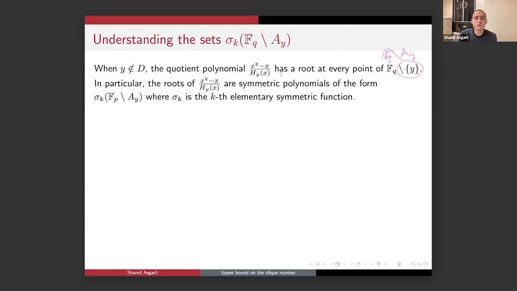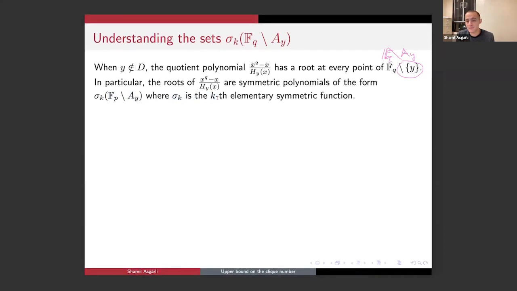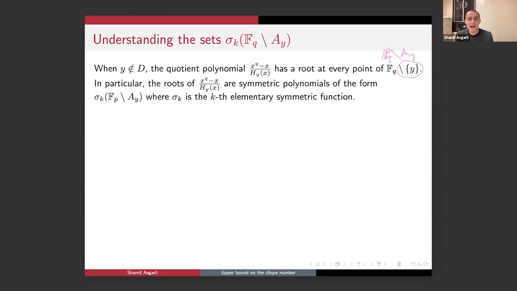So in particular, the coefficients of this polynomial are symmetric polynomials. They're symmetric in the roots, and the roots are simply Fq minus ay, where sigma k is the kth elementary symmetric function. But I want to understand what it means to be a symmetric function. Well, we all know what symmetric functions look like. They're called elementary symmetric functions, but we want to define them on multisets. So there's a bit of a tricky part to this.